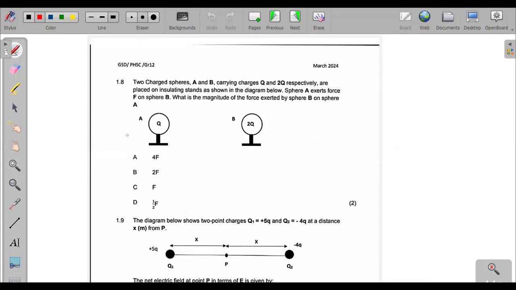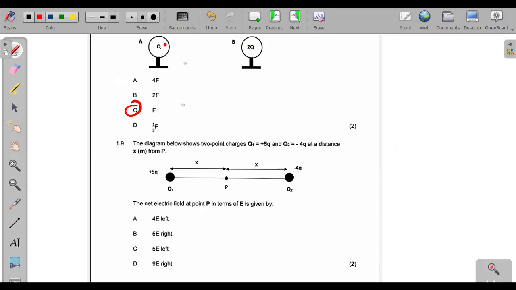First things first, these two exert a force. If A exerts a force of F on B, B is also exerting a force of F on A. So our answer here is C, because they must exert forces of equal magnitude, though in different directions. It might interest us to ask why these two charged spheres are placed on insulating stands: so as to avoid the charge leaking to the ground.